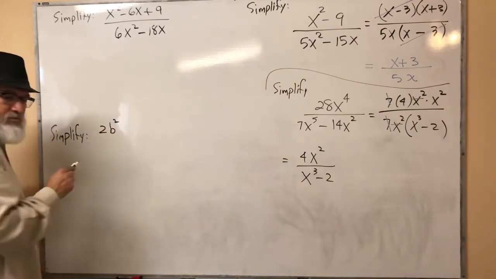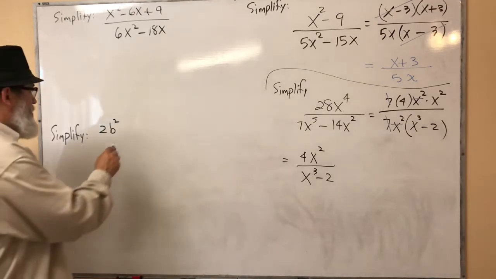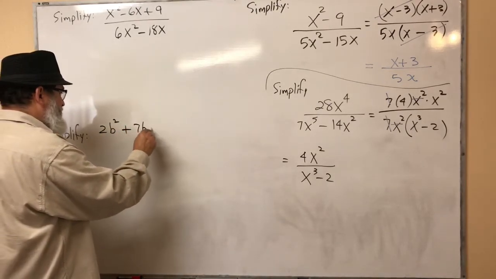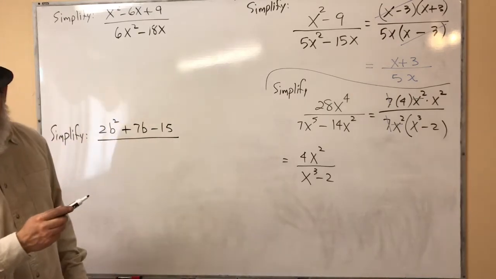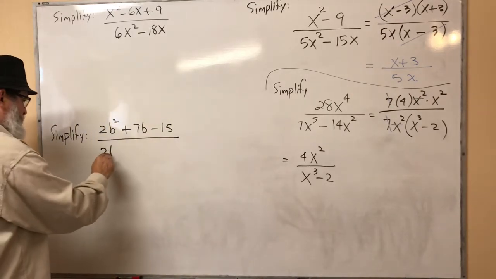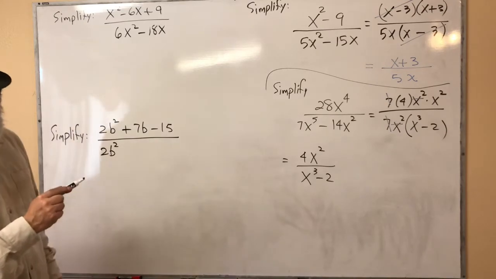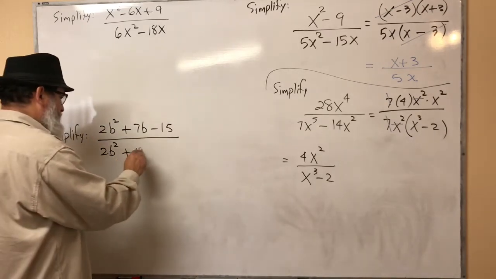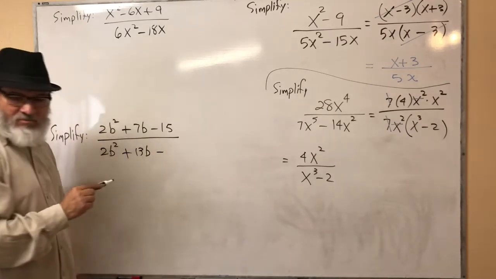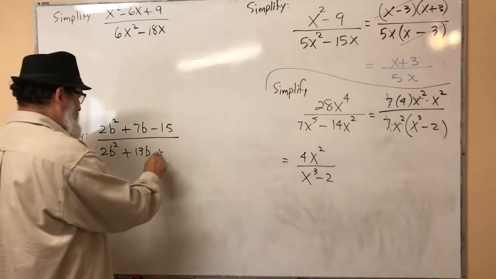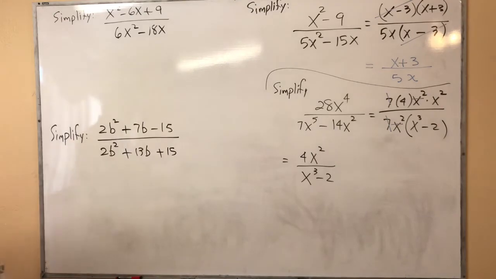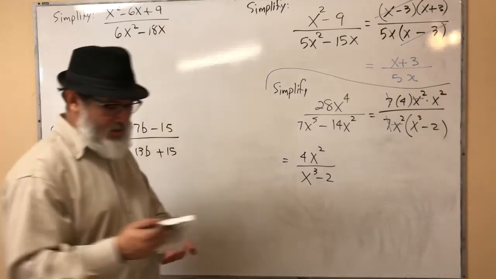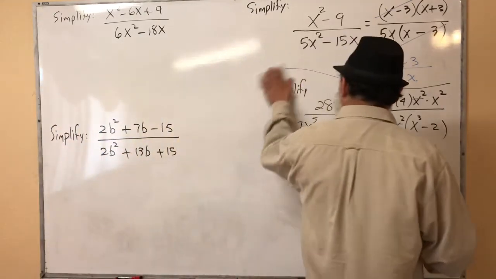Simplify 2b squared plus 7b minus 15 divided by 2b squared plus 13b plus 15. Okay? Gotta erase that, okay? Have to erase this, guys.